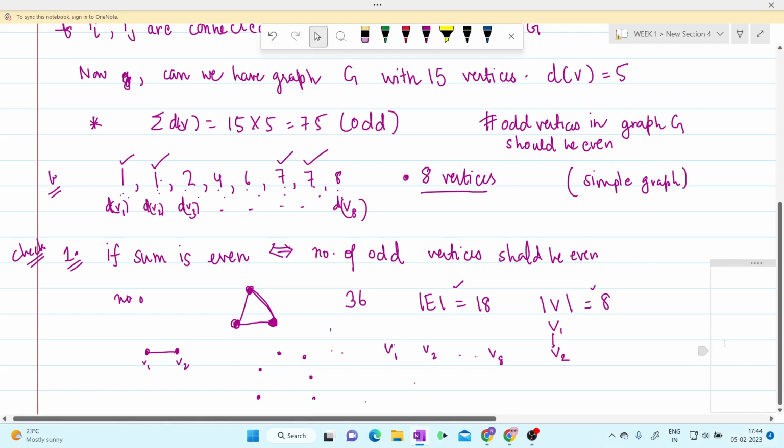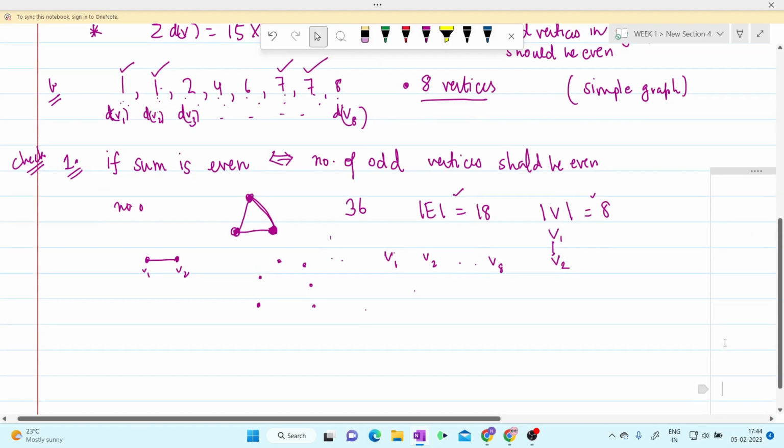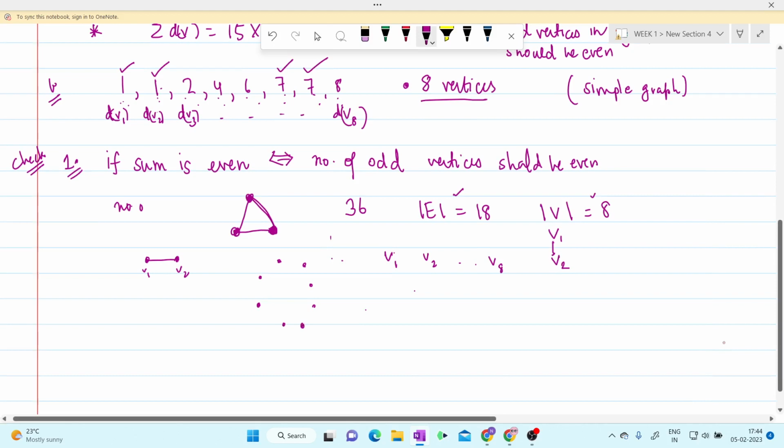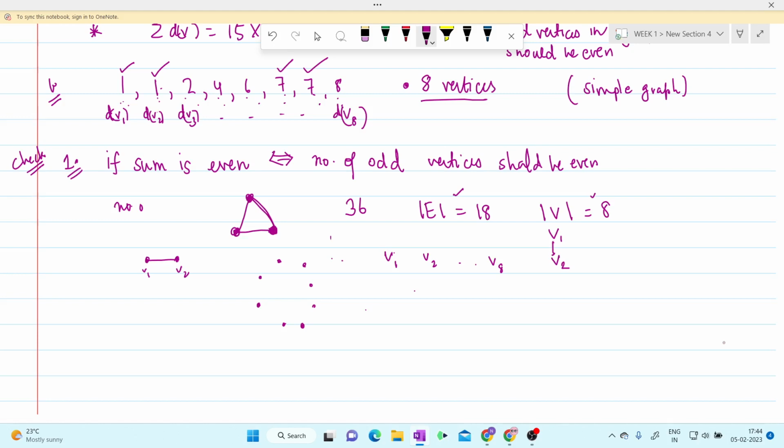Or let's see if it is a problem. So 1 2 3 4 5 6 7 8. If it is degree 7, that means it is connected with each of the vertices, right?